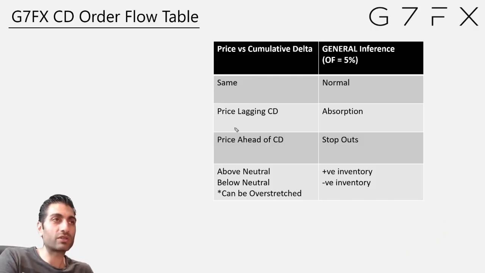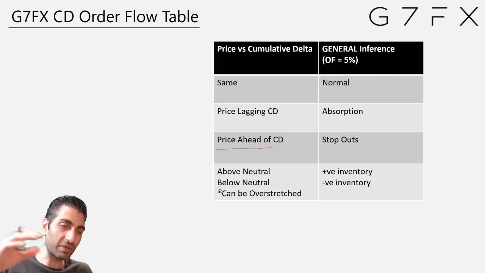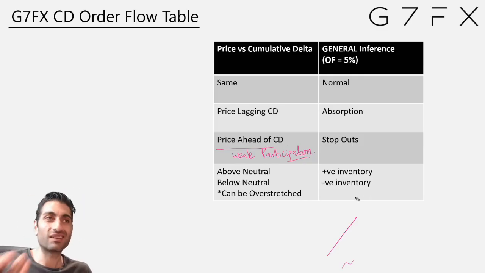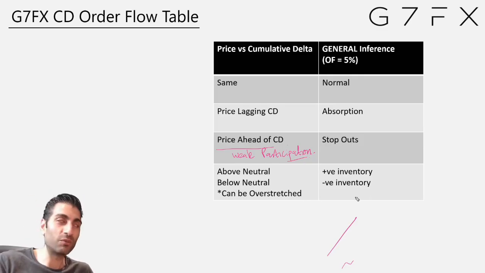And what I will tell you is I rely more on weak participation. This is weak participation, if you think about it. What is happening here? Price is going up strongly. Are buyers participating? No, price is ahead of the delta. The delta is pretty anemic, whereas the price is shooting ahead. There's no participation. That normally has me more concerned than if I've got absorption.